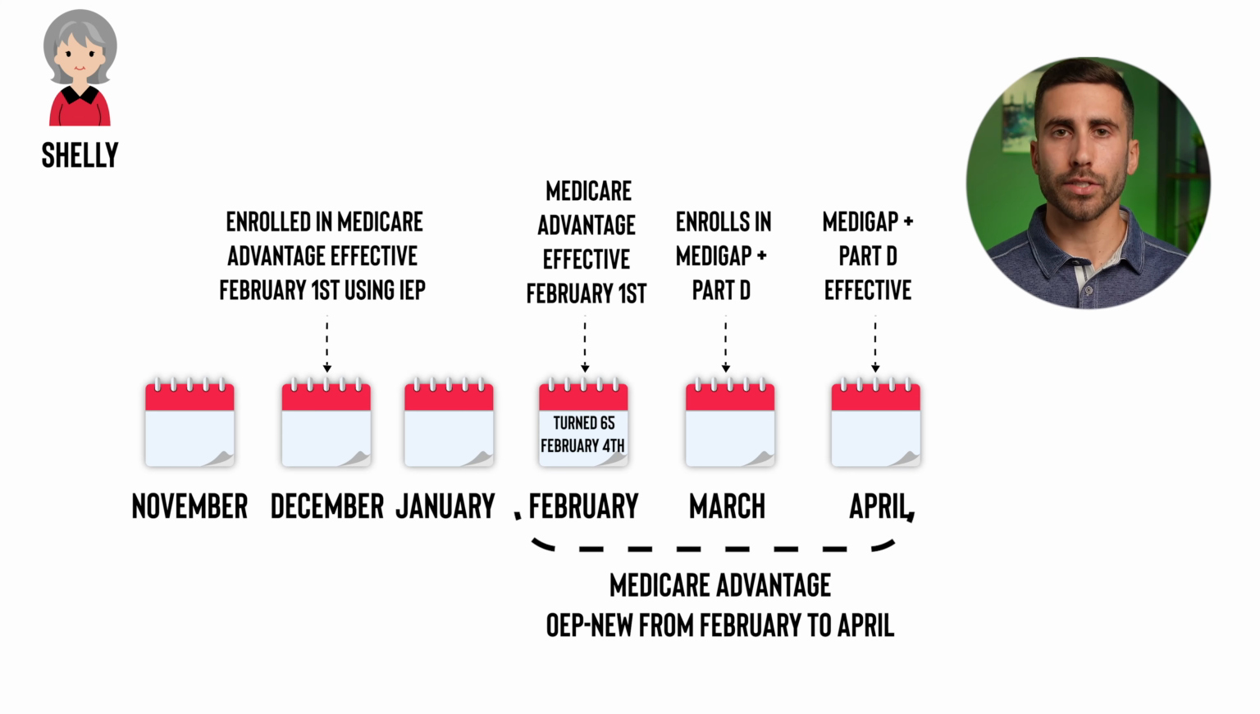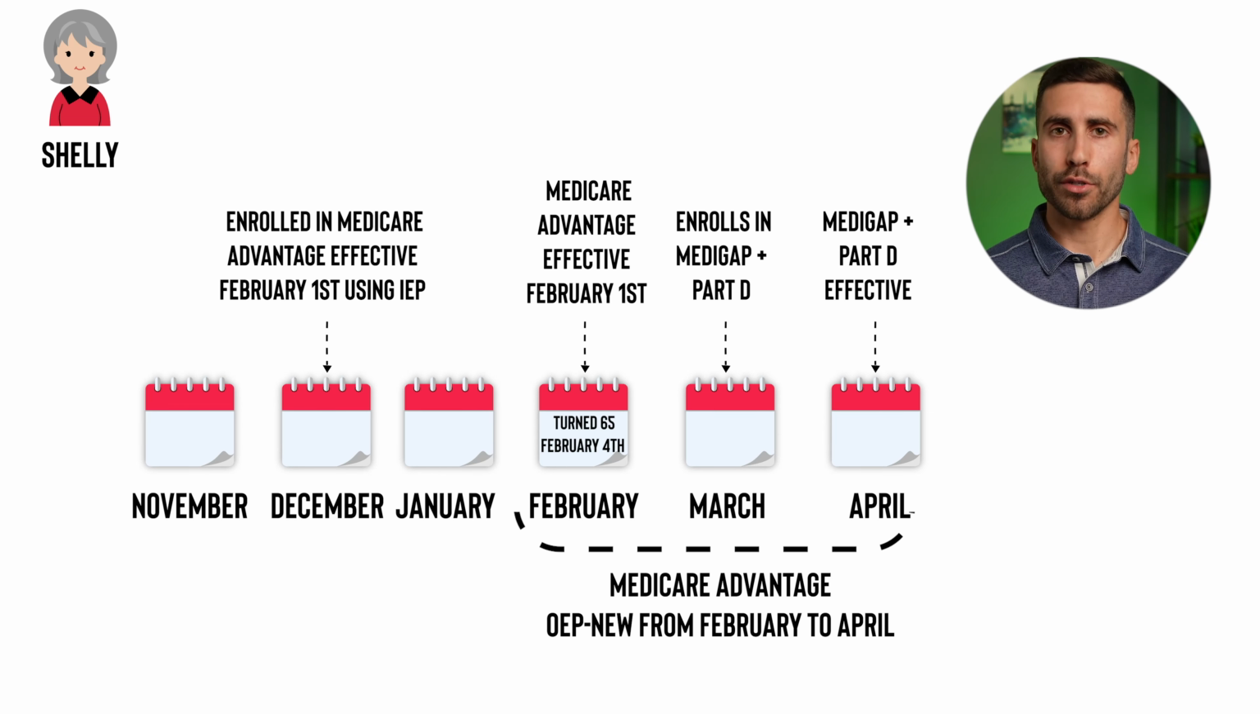Now, in this case, her unique Medicare Advantage OEP New would occur from February through April. And in March, Shelly ends up changing her mind and wants to enroll in a Medigap plan with Part D coverage instead. Since Shelly can no longer use her IEP, she can use her OEP New to disenroll from her Medicare Advantage plan to return to original Medicare, also enrolling in Medigap and Part D coverage beginning April 1st.